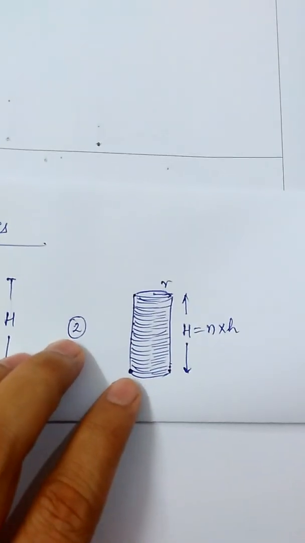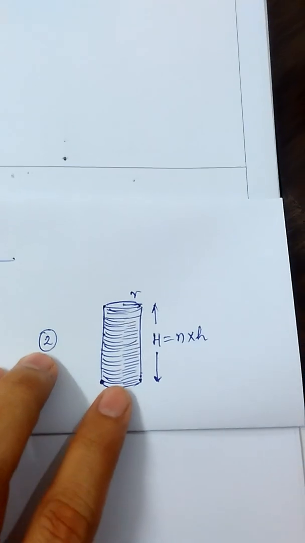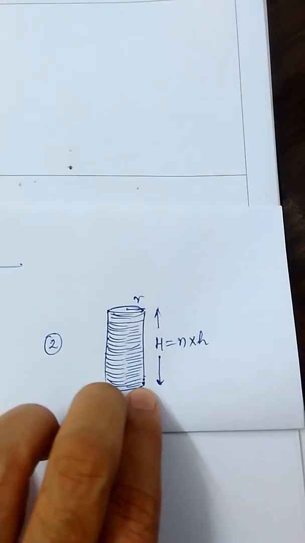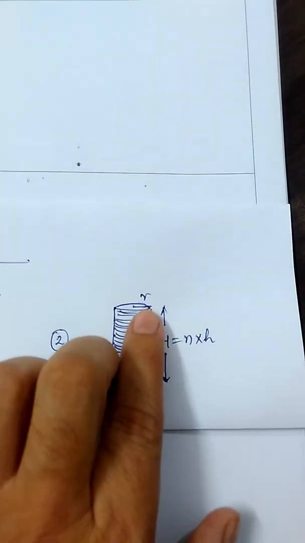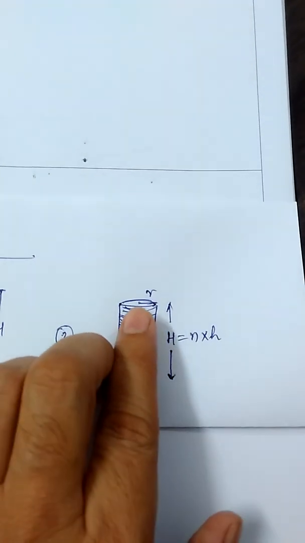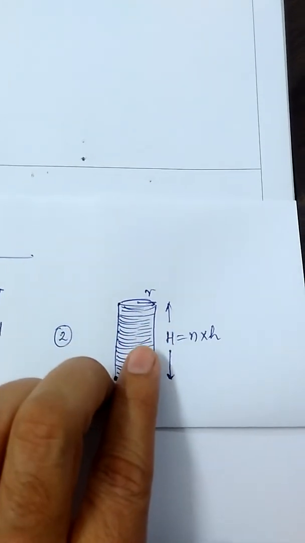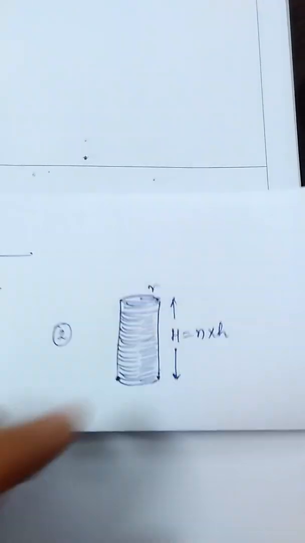Similarly, if there are many small coins piled together to create a large cylinder, if you know the height h of each coin, and there are n coins, then n times h will be the capital H, which is the height of this entire object. And if you know the radius of each coin, then pi r square h will give you the volume of this structure.